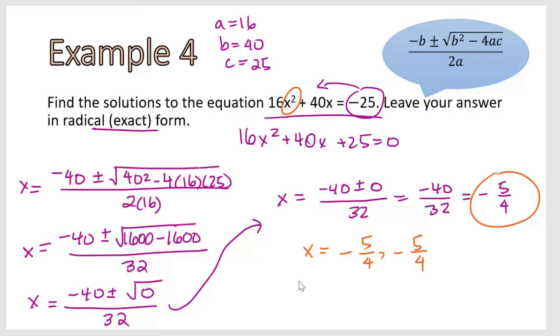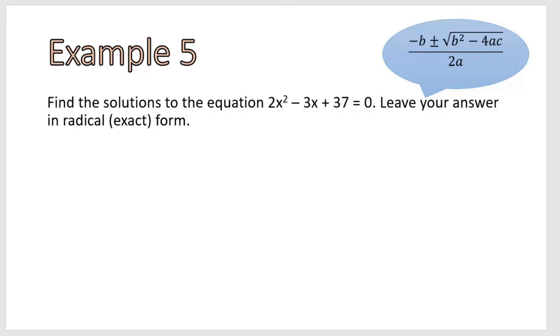We'll explore what this looks like in graphing, why we sometimes have a quadratic equation that doesn't have two distinct, two unique answers. And just one more. Again, the answer will be in exact form. Luckily, in this case, we're already given an equation that's set to 0. A is equal to 2, B is equal to negative 3, and C is equal to 37.